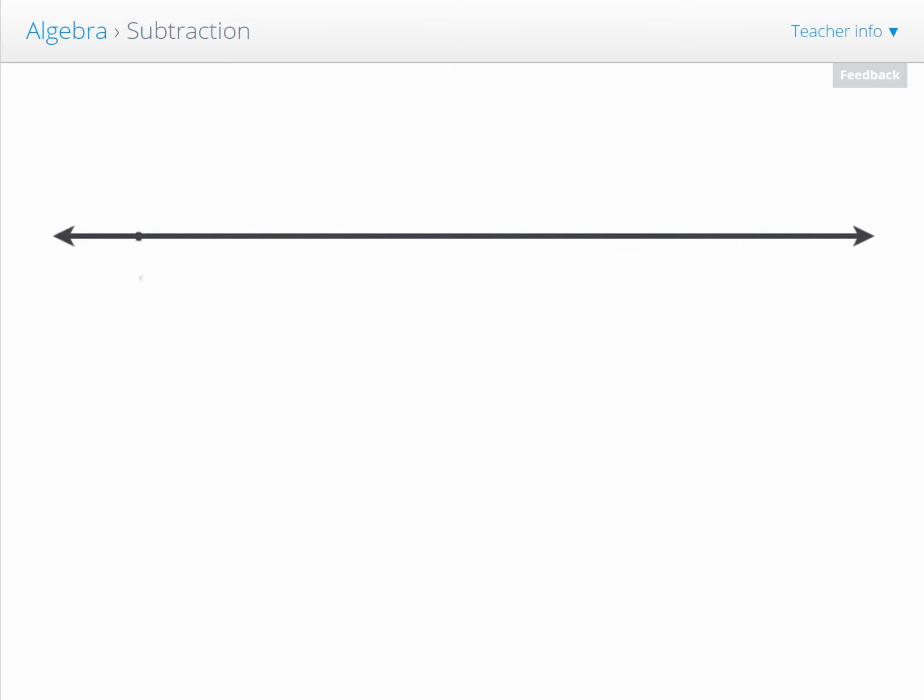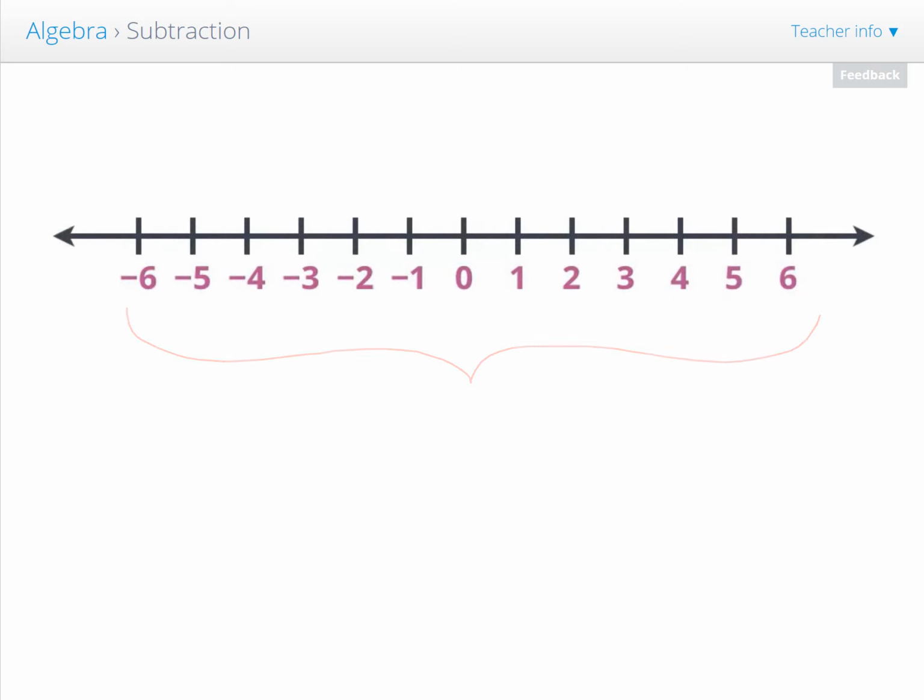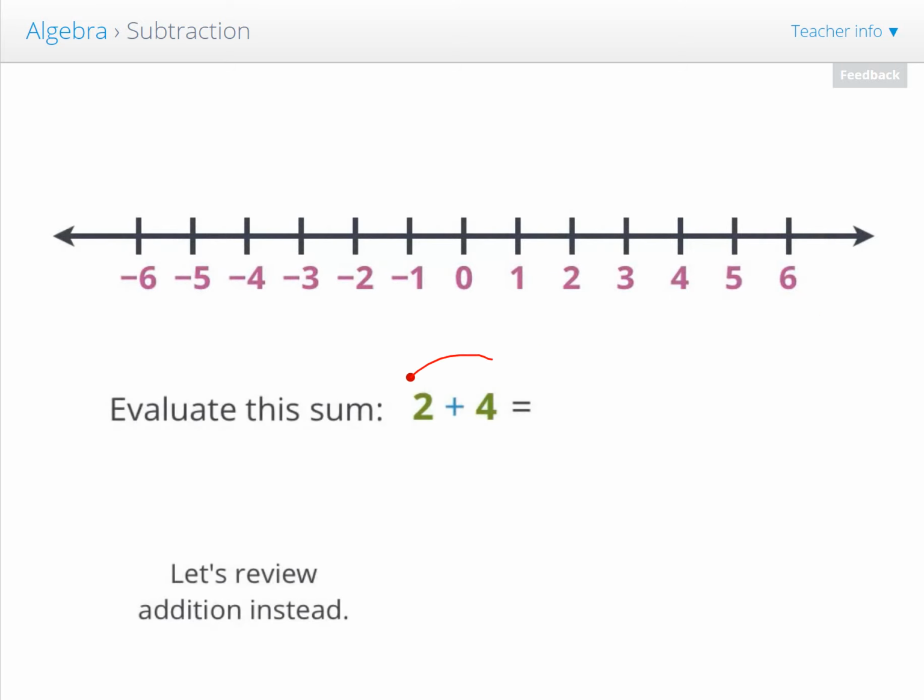Before we get into subtraction, let's draw a number line from -6 to +6. Try using it to evaluate this sum, 2 plus 4, and click here if you'd like to review addition instead. Precisely, starting at 2 and moving 4 to the right leaves you at 6, so 2 plus 4 equals 6.